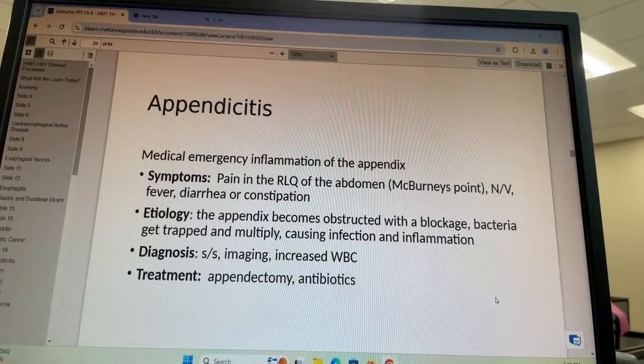Diagnosis, you can do imaging. Most of it's just based on signs and symptoms though. Someone comes in with very tender pain right there, and they have an increased white blood cell count, maybe fever. They can do imaging to see that it is inflamed, like an X-ray or CT. And then treatment, they just usually take it out, because you don't really need your appendix for anything, and there's no point in trying to spare the organ. They just remove it, an appendectomy, and then give some antibiotics to address the bacterial infection.